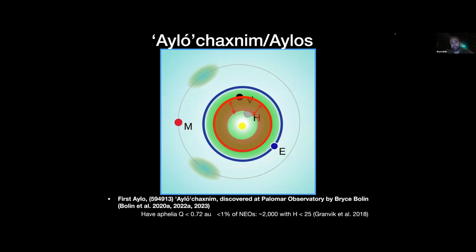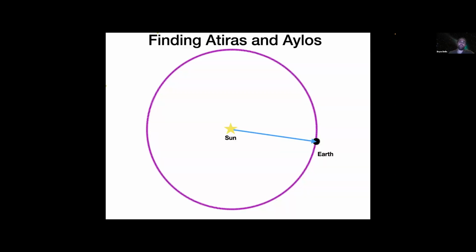There's another class of inner Earth objects called Atiras, or ALOs for short, which have aphelia inside the orbit of Venus, that is within 0.72 AU, and it's thought that less than 1% of the NEO population are ALOs. So how does one go about finding these ALO type objects?